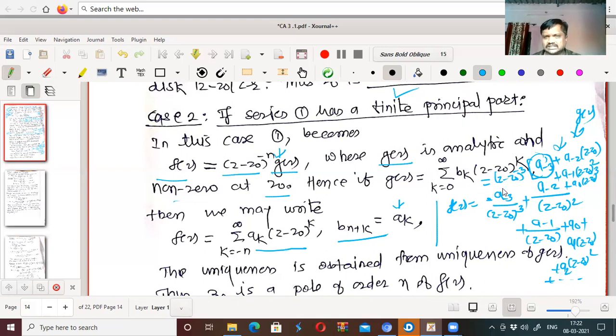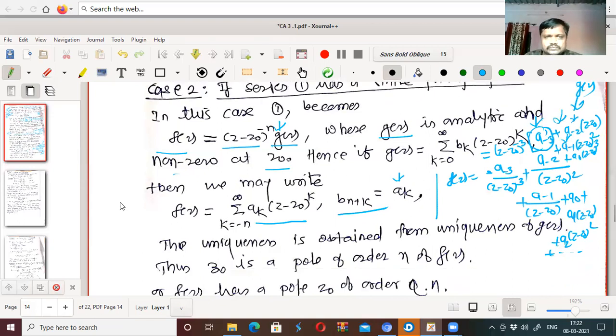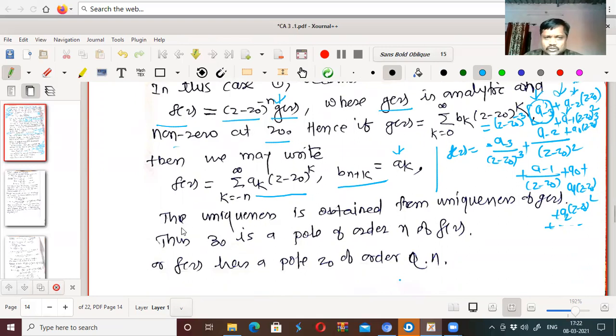So what about this g of z? I will consider g of z as the sum over k from 0 to infinity. This is your b0, then b1, then b2 and then b3. a0 is b3, so bn plus k is your a0. We may write f of z in this way, where bn plus k equal to ak, because these coefficients we are considering as bk. The uniqueness is obtained from the uniqueness of g of z. As g of z is unique, f of z is also unique.